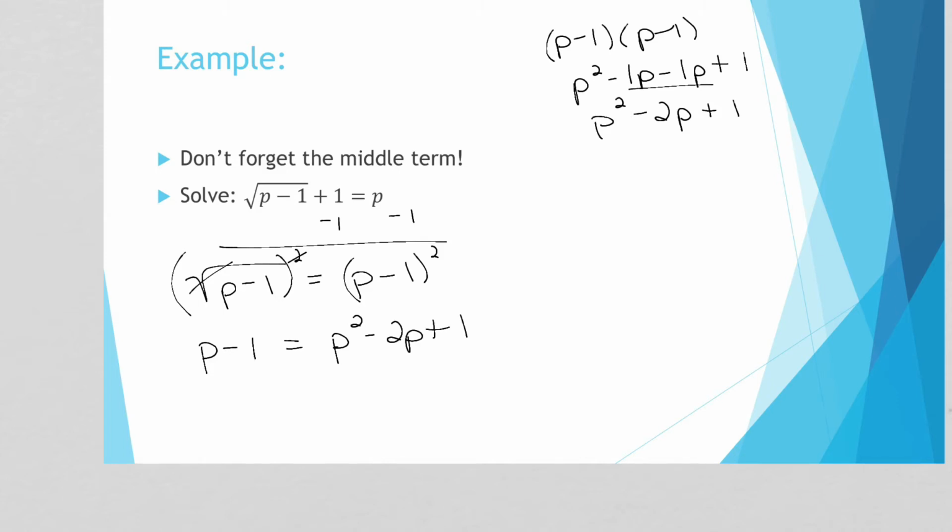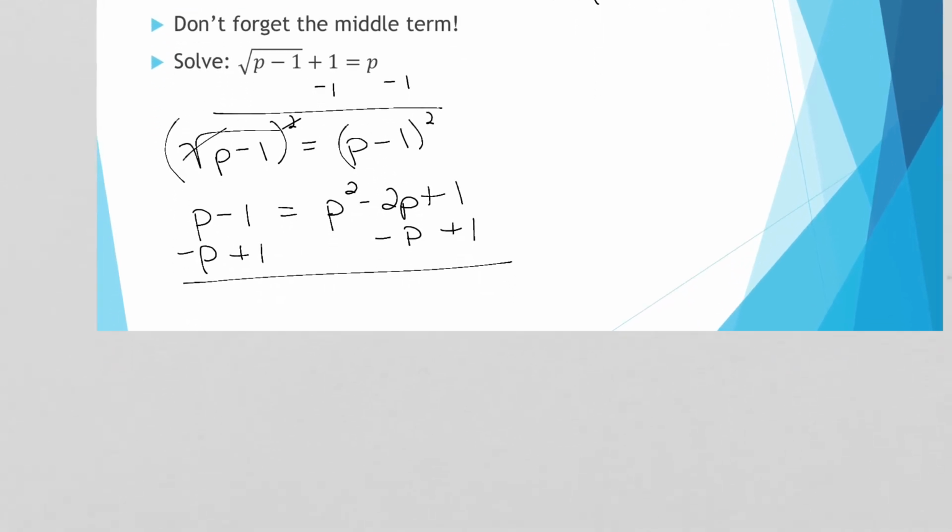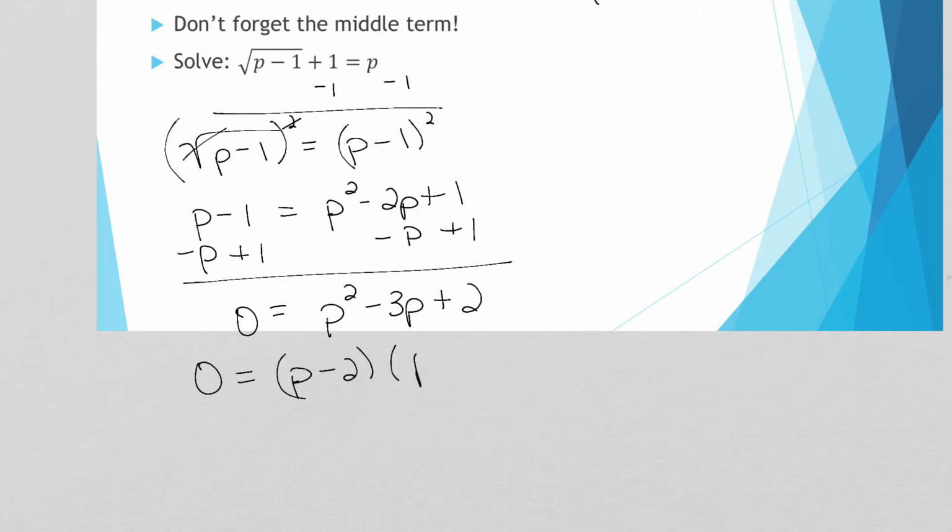Okay, now we're going to bring everything over to one side. We're going to solve for p. So I'm left with, I'm going to scoot this up, 0 is equal to p squared minus 3p plus 2. And this thing factors. And now we're going to take each of these parentheses and we're going to set them equal to 0 and we're going to solve.